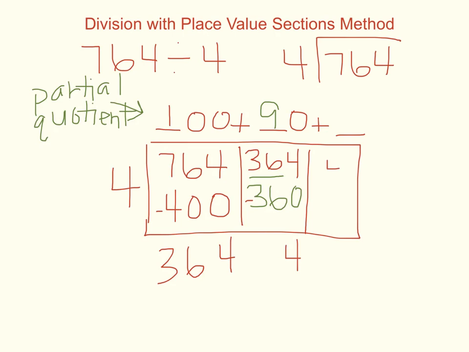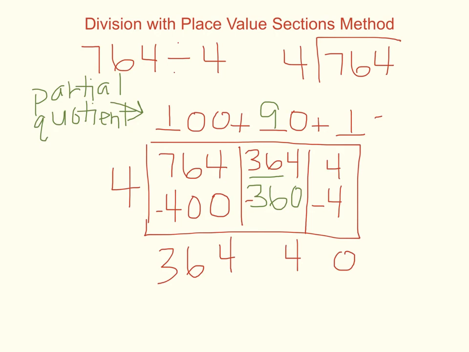That 4 is going to come up to my last place value section, my ones place. And now I'm going to ask myself, how many ones could I multiply by 4 in order to get a value that is less than or equal to 4? And the answer, of course, is 1. 1 times 4 equals 4. And now I'm going to subtract to see if my final quotient will have a remainder. And in this case, there is no remainder. 4 minus 4 equals 0.